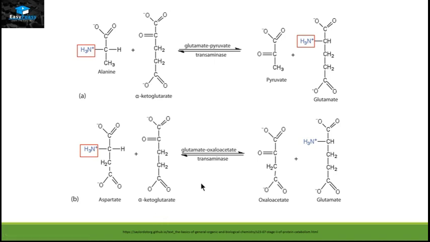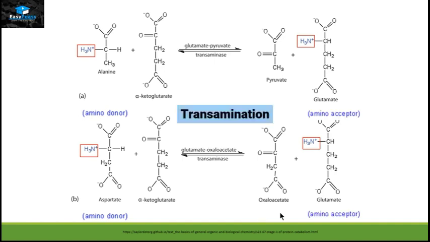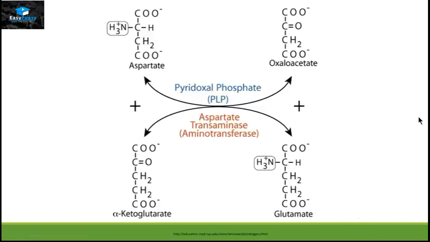This is being acted on by glutamate oxaloacetate transaminase. And why is it transaminase? It is transaminase because "trans" stands for transfer. Trans means transfer, and "aminase" is the transfer of the amino group, that is the amino group, NH3 plus. So that's what is being transferred.